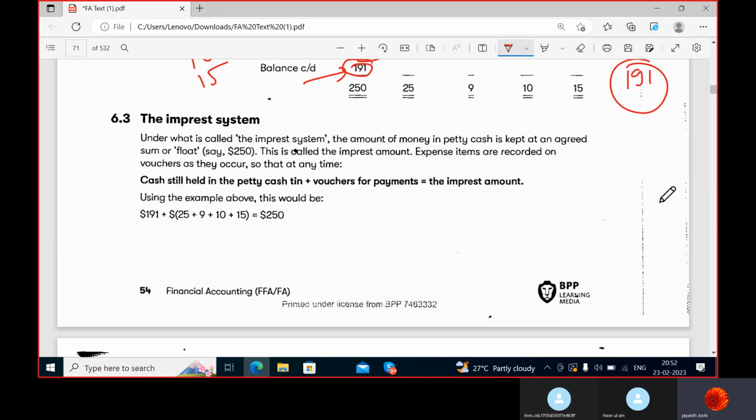Yes, sir. Now the same thing here, the imprest system. See, under what is called the imprest system, this is another way to see the petty cash book. The amount of money in the petty cash is kept at an agreed sum or float, say 250. So we have 250. This is called the imprest amount. Expense items are recorded on vouchers as they occur, so that at any time, cash still held in the petty cash tin plus vouchers for payments is equal to the imprest amount. So what is your imprest amount here? 250, correct?